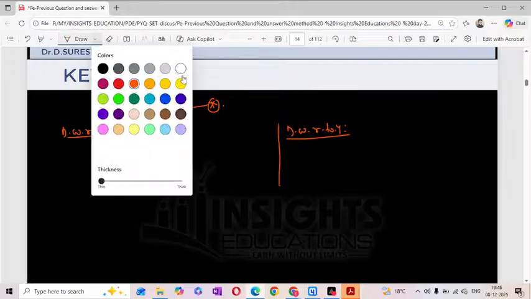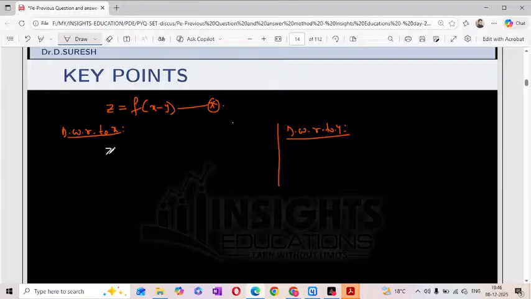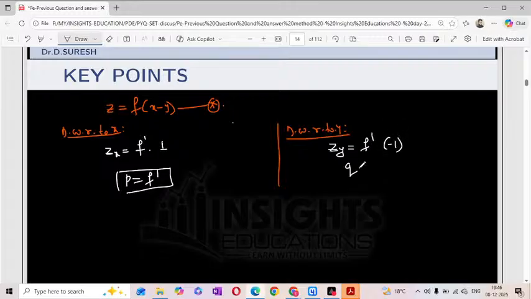After differentiating with respect to x, we get zx, that is p, equal to f dash of x minus y into 1. We are differentiating with respect to x only, so f dash of x minus y. I am not writing it in full, just f dash. That means our p is f dash. Similarly, differentiate with respect to y. After differentiating with respect to y, we get zy is equal to f dash of x minus y into minus 1. That means q is equal to minus f dash.